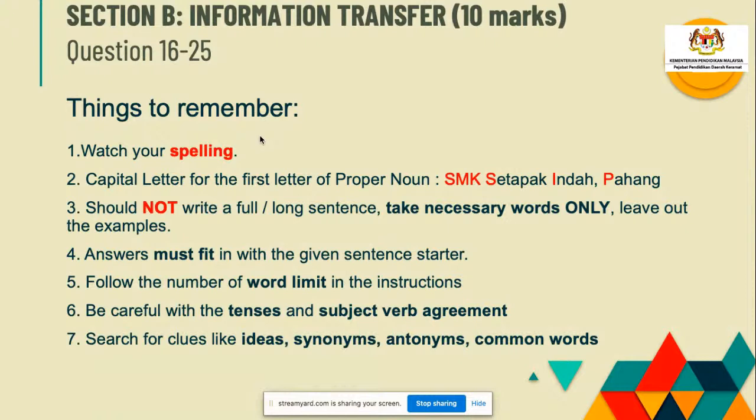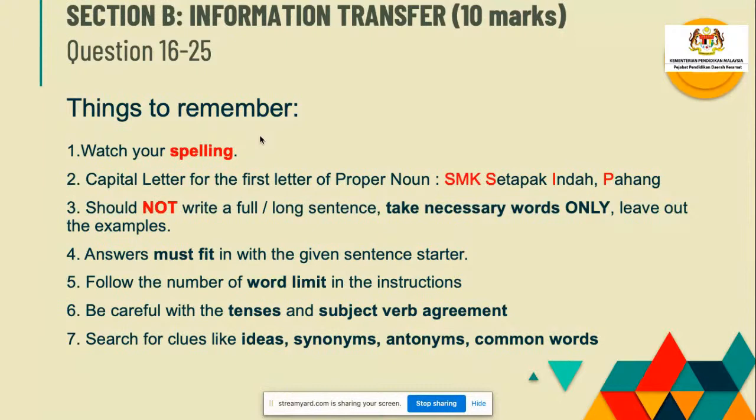Okay, so number five. Okay, the latest patterns, 2016, 17, 18, 19, okay, they give you word limit. So please follow the instructions. Okay, please always read the instruction, highlight the keywords, highlight the word limit. Okay, because they will definitely mark you wrong if you exceed the word limit. Okay, number six, be careful with the tenses and subject verb agreement. Here also, they practice this. So if the question is given in past tense, so make sure you answer also in past tense. If the question is given in present tense and requires you to answer in present tense, you must answer in present tense. If the question requires a singular answer, you must give the answer in singular form. So please be careful with this.